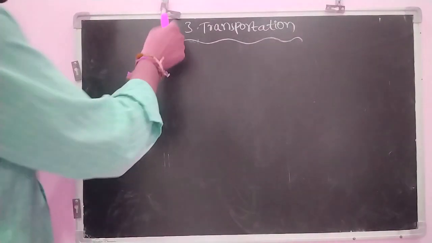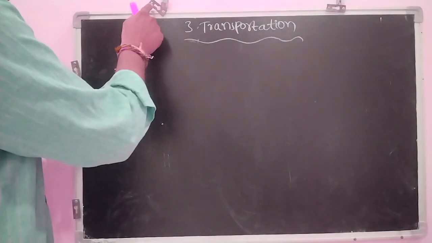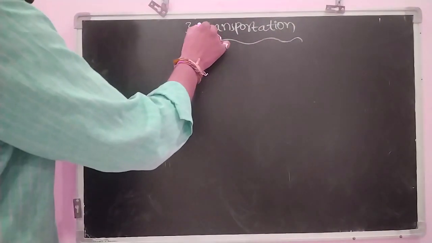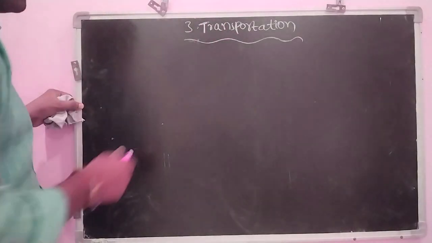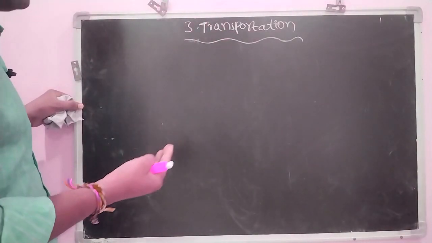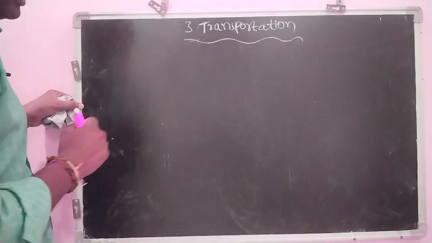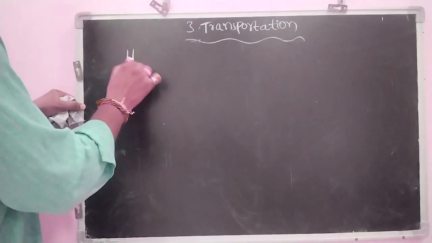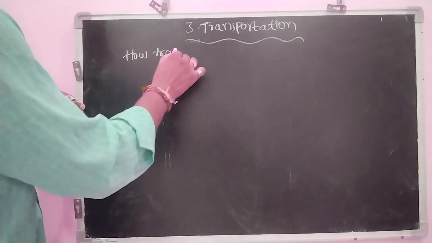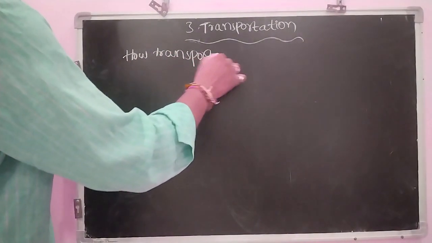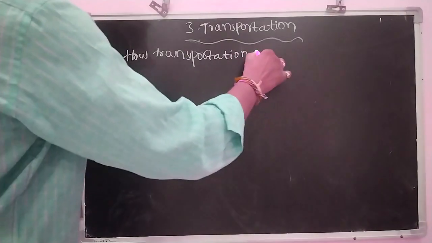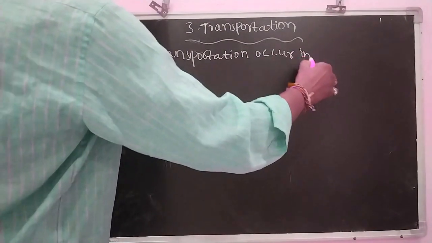So for the purpose of transport of nutrients and oxygen, a system has evolved in animals, and cells also excrete waste materials by a process called excretion. But how does transportation occur in plants?